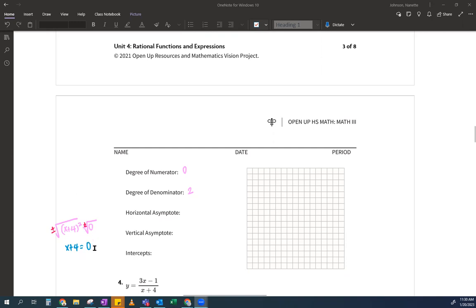Okay, so then I subtract 4. So I get x is equal to -4. My vertical asymptote is x is equal to -4. You could imagine yourself, here's my axes. Boom, boom. And then my asymptote.